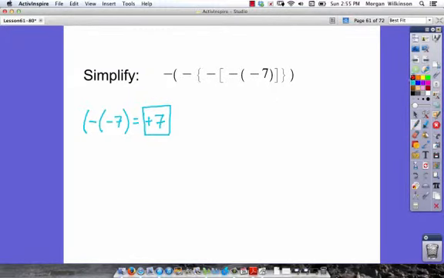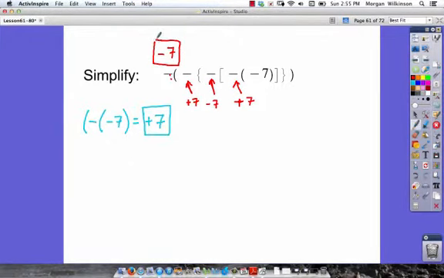So we'll use a different color here. We've got negative 7. We want the opposite of negative 7. Well, that would make positive 7 if we were at this negative. Now, we want to take the opposite of positive 7. If we're at this negative, that's negative 7. Then we're going to take the opposite of negative 7. Well, that would be positive 7. And then we're going to take the opposite of positive 7. That must be negative 7. So we've got our answer.